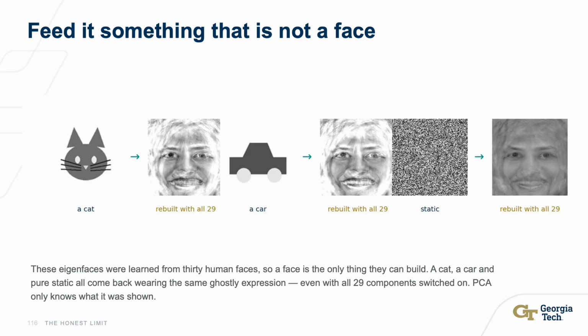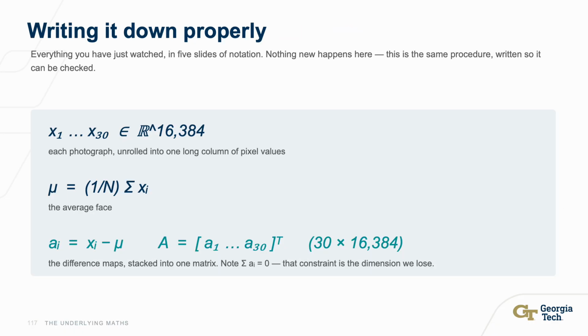There is a way to detect it though. Compare what you feed in with what came back. For a real face, the difference is small. For a cat, it is enormous. The model cannot tell you it has been handed a cat. The leftover can. Last section: everything you have just watched, written down in notation in 6 lines.